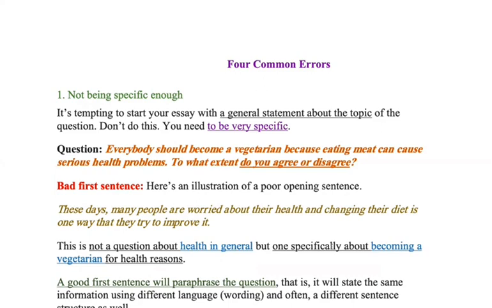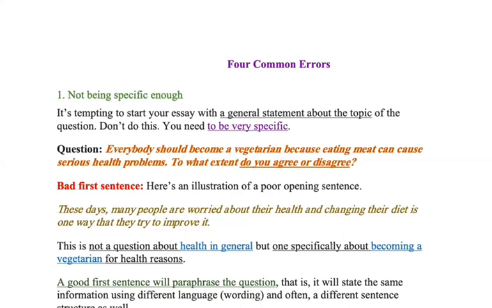It is tempting to start your essay with a general statement about the topic of the question. Some students attempt to start their essays with too general statements about their topic. In this way, I really recommend you not to do this. Try to be specific. Be as specific as you can.